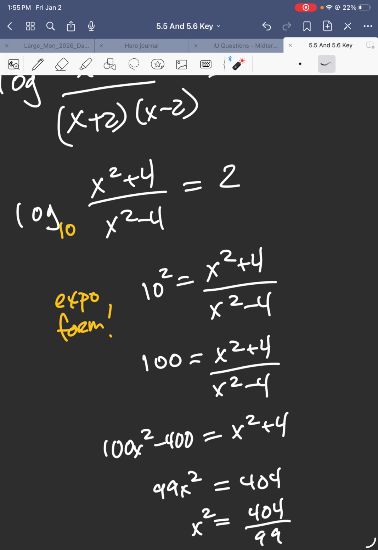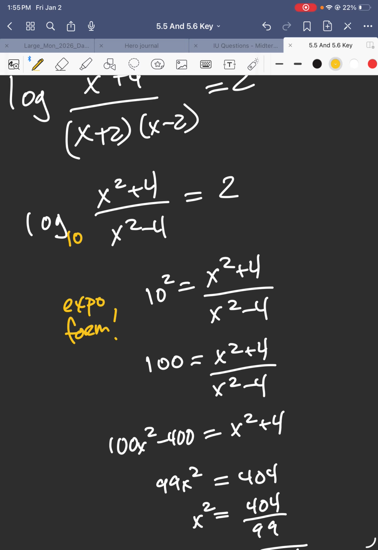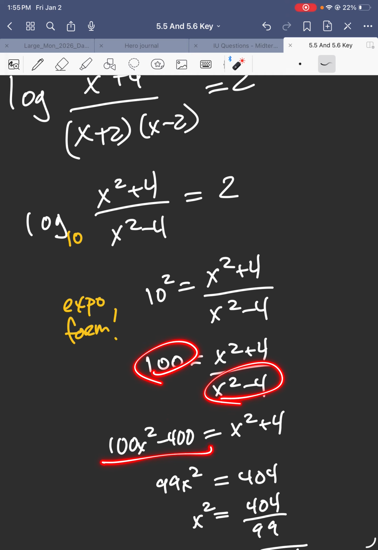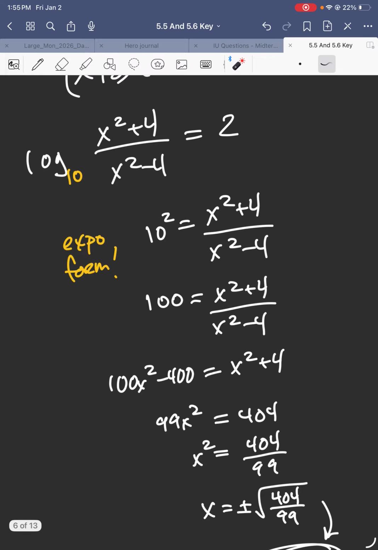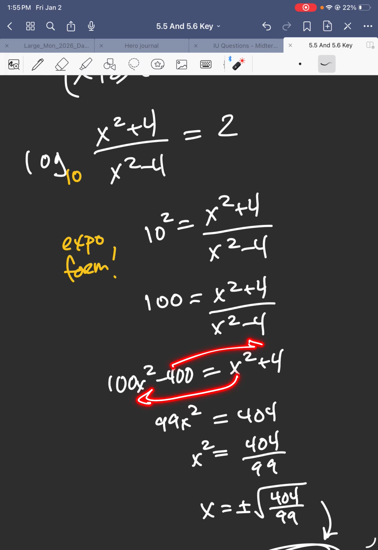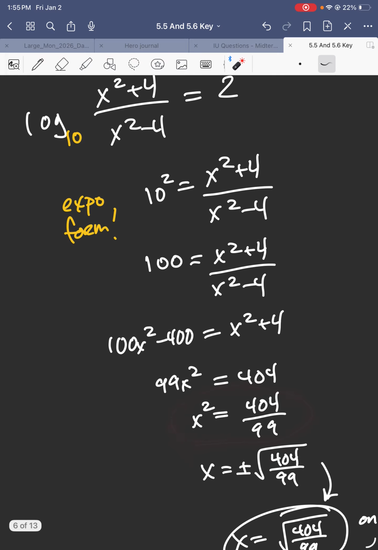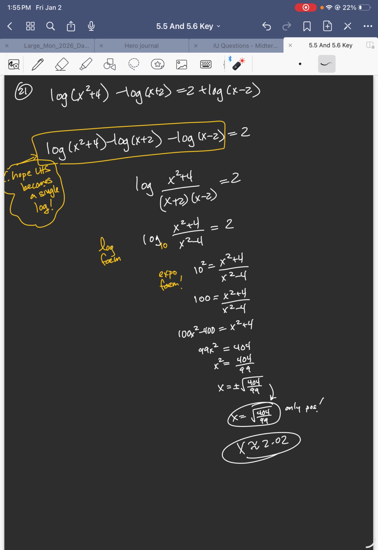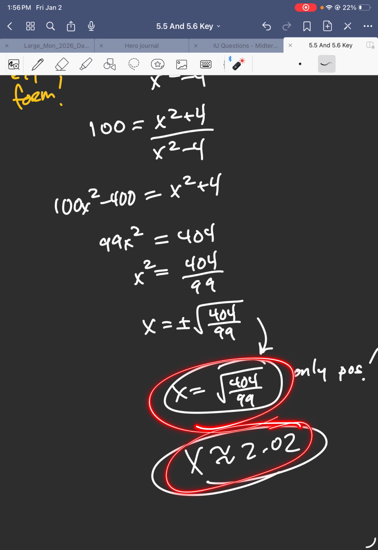And now, can I solve this equation? Well, 100 is the same as 100 over 1. So I can cross multiply and get this. This times this, this times this gives me 100x squared minus 400. This is here. So then if I subtract x squared and add 400, I end up getting that x squared is 404 over 99. In other words, x is either equal to positive or negative that number, but notice it can't be the negative version because then this would bark at me. So it's only the positive version. So we get this, which is approximately 2.02.